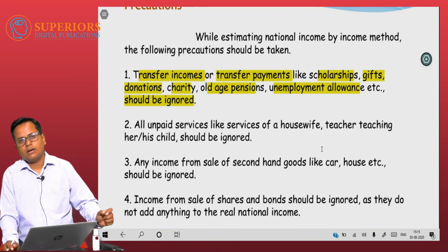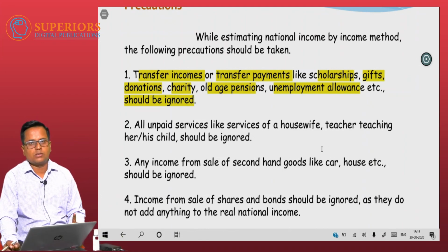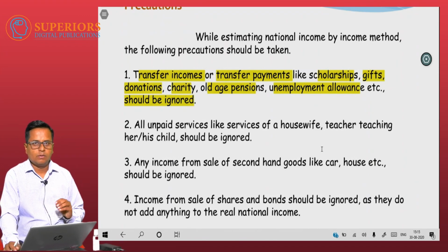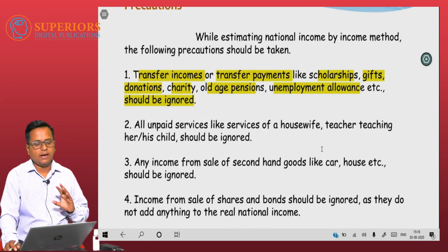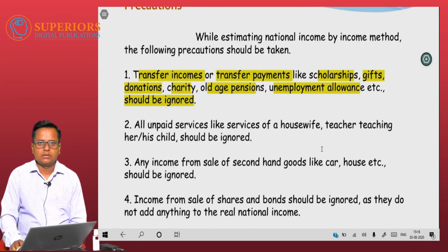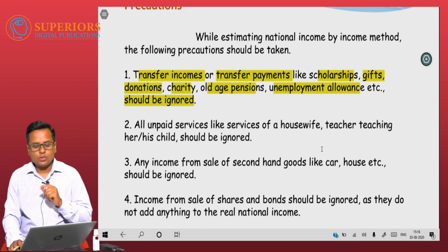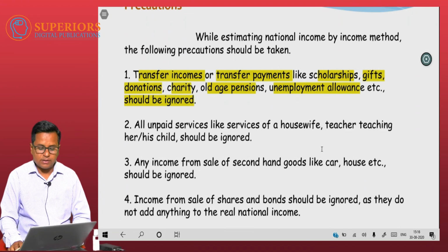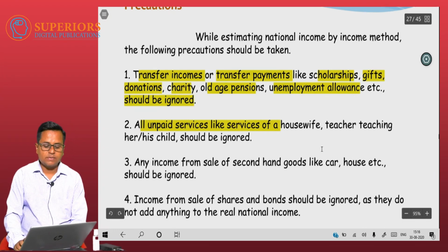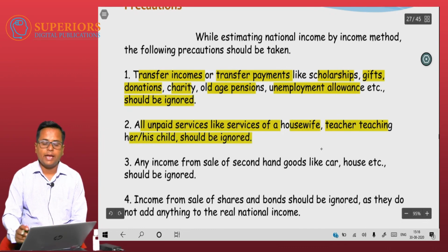Why? Because these are earned without participating in productive activity. Nothing is produced by students. Nothing is produced by old age people, but still they are getting a certain amount of money. These are the social welfare schemes, and the income earned through these schemes should not be added to the national income, because that does not result in real output.